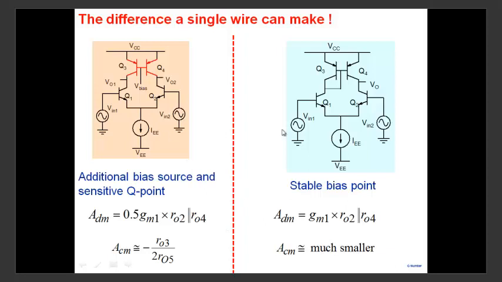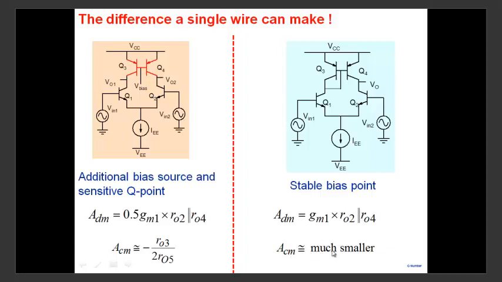Comparing this with this one. Comparing a simple active load with a bias versus a current mirror. If we compare the two, we've already seen this bias point is extremely sensitive, and we need an additional circuit to bias it. Here, stable bias point. Gain for this particular circuit, 0.5 GM1, R02 parallel R04. Gain here is GM1, R02 parallel R04, twice the differential mode gain. Common mode gain is R03 by 2 R05. We can calculate here. We couldn't calculate before, but the value here is maybe 100 times smaller.